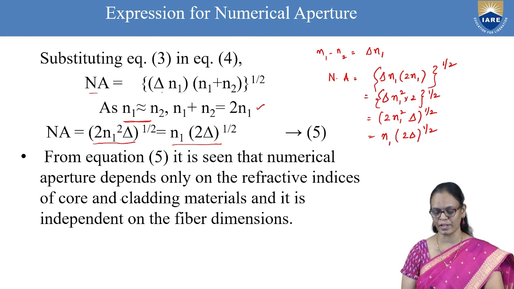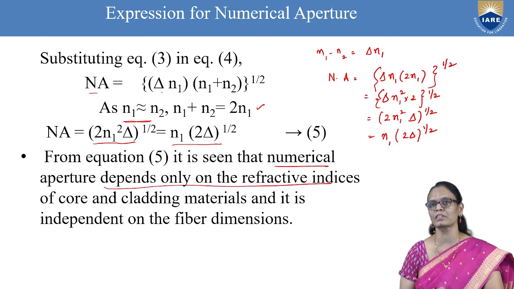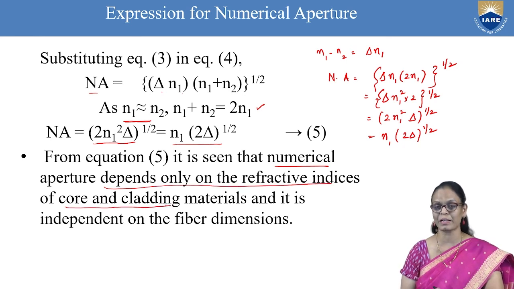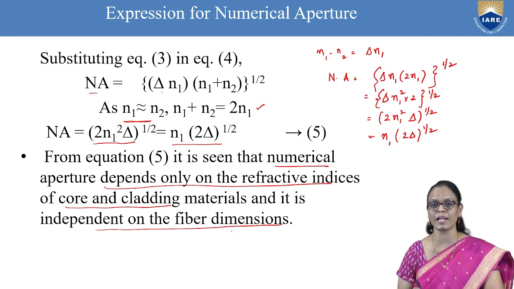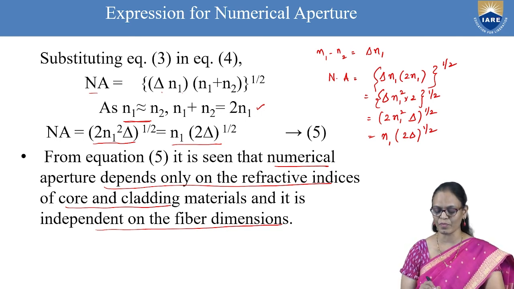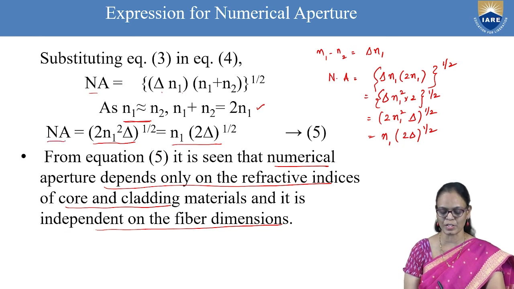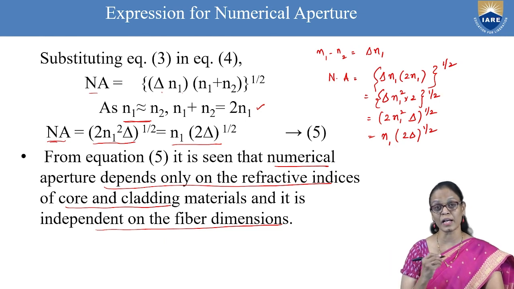So from equation 5, what we understand here is that the numerical aperture depends only on the refractive indices of the core and cladding materials, and it is independent of the fiber dimensions. When we discussed the structure of the optical fiber, we discussed the dimensions of the core and the cladding. But what we are trying to understand here is the numerical aperture, meaning the maximum angle at which light has to be incident for it to propagate. If the entire light has to propagate through the optical fiber, numerical aperture is very important, and it depends entirely on the refractive indices of the core and the cladding.